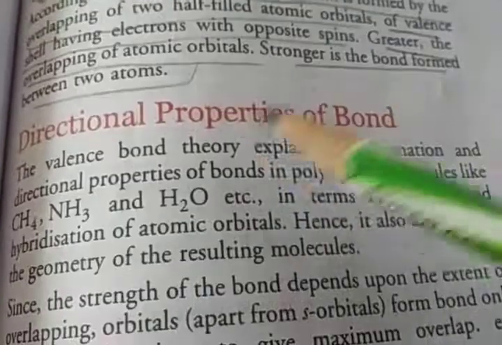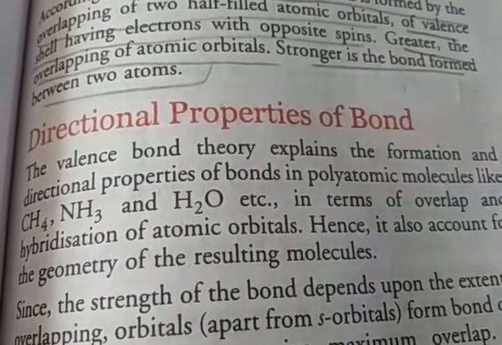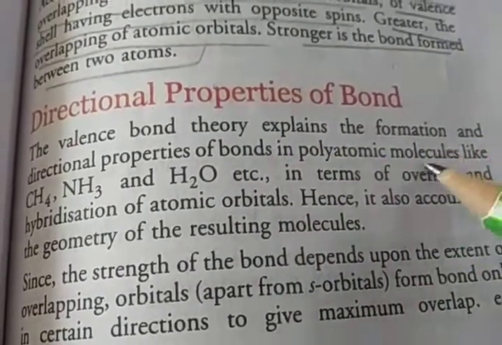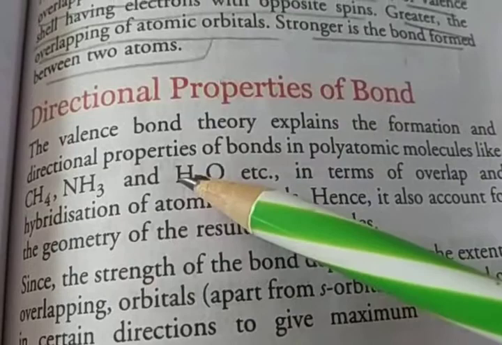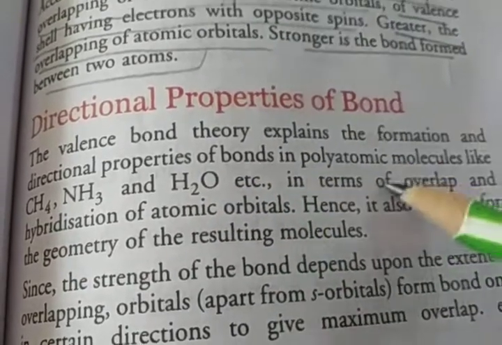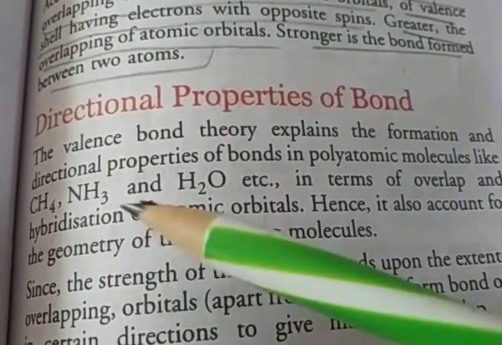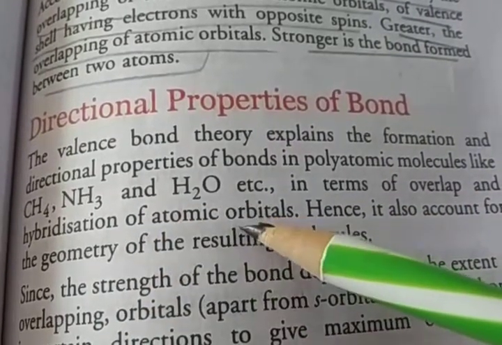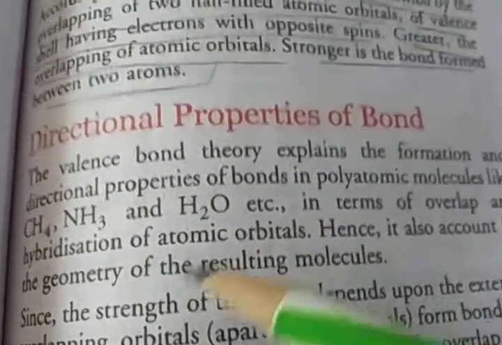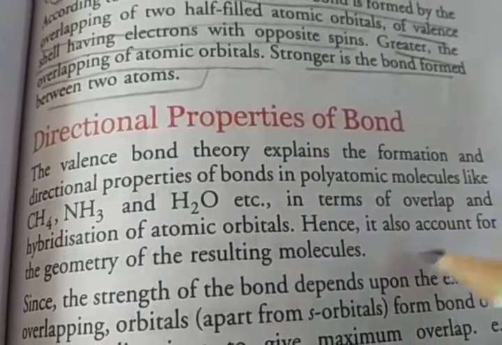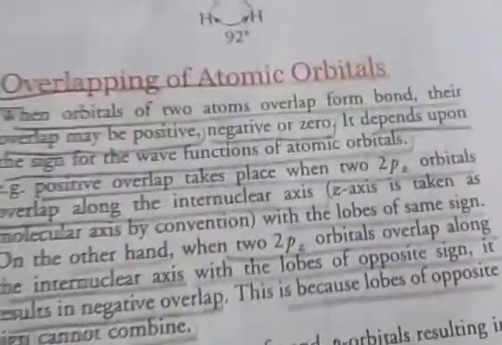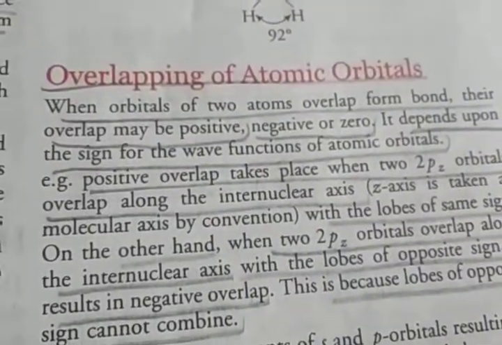First we have to see the directional properties of the bond. Valence bond theory explains the formation and the directional property of bonds in polyatomic molecules like methane, ammonia and water, in terms of overlap and then hybridization. After that we account for the geometry of the resulting molecules. So first we have to see the overlapping of atomic orbitals.